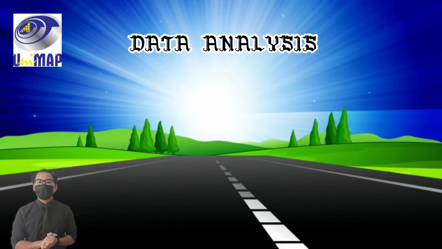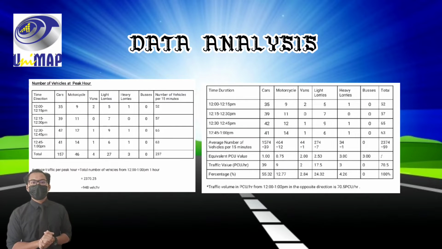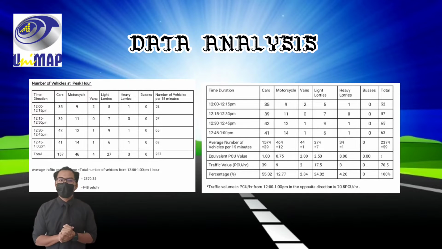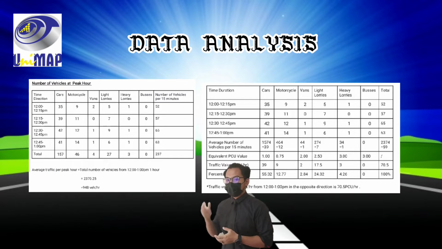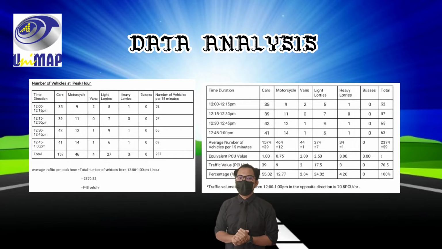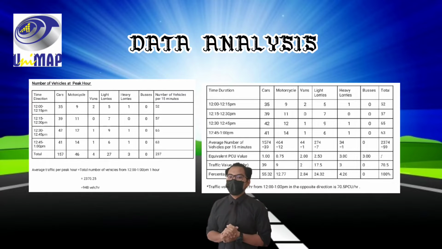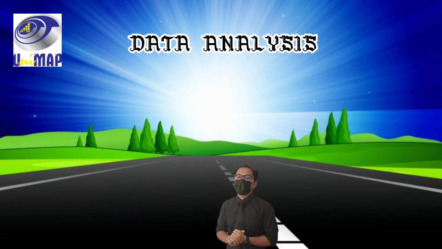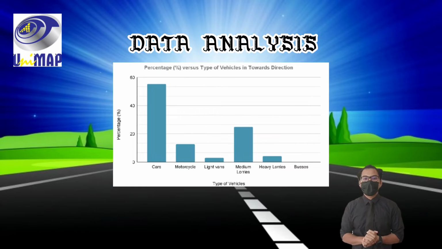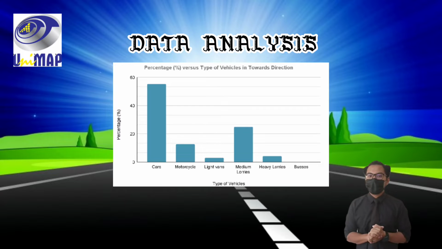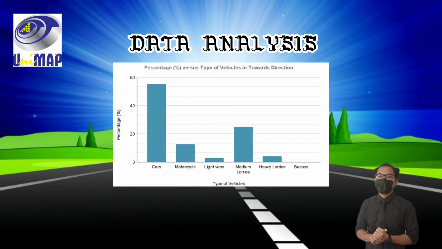The next calculation is how we determine the average traffic at peak hour. To get it, we add all the vehicles and divide by 60 minutes and we get the answer. For example, this is 948 vehicles per hour. The percentage of cars is the highest, which is 55%. This data is for one lane on Day 1, which is the lane from Jawi to Kangar.